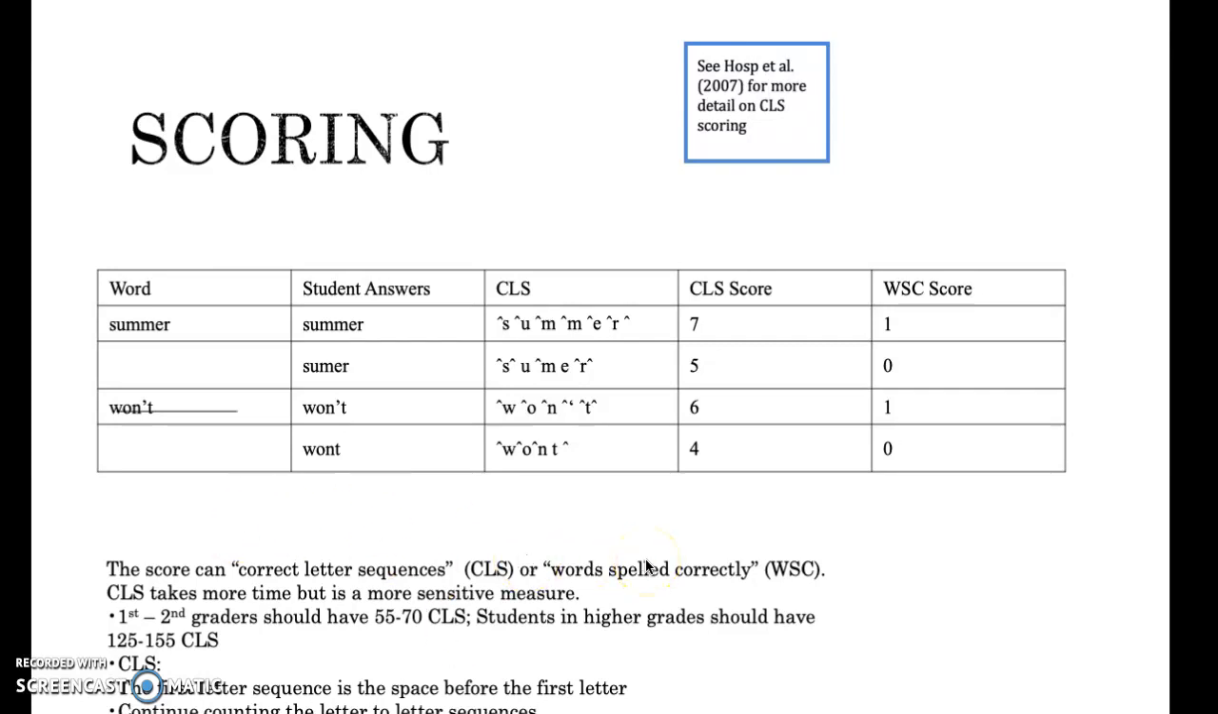So scoring, the score can be correct letter sequences or words spelled correctly. So correct letter sequences takes more time, but is a more sensitive measure. And first and second graders should have 55 to 70 correct letter sequences, and students in higher grades should have 125 to 155 correct letter sequences. A correct letter sequence counts the space before the first letter.